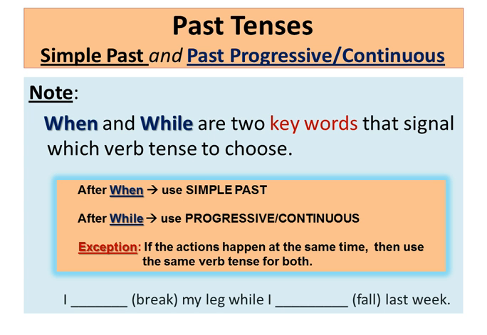Here's an example. I break my leg while I fall last week. I have the keyword while. You know that after while I will use progressive tense, which probably means if they don't happen together that this will be simple past. I broke my leg while I was falling last week. Okay, that's how that works, and that's the kind of example that you can expect on the exam.